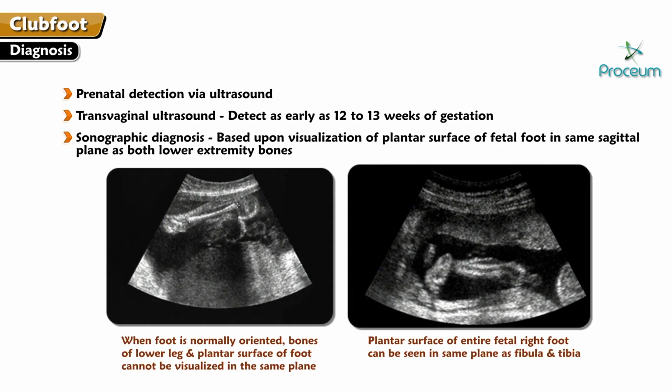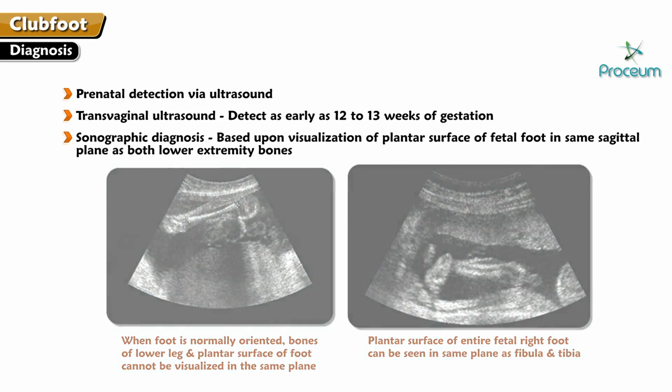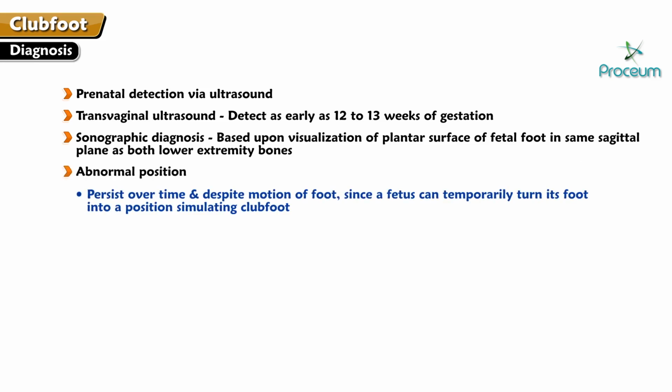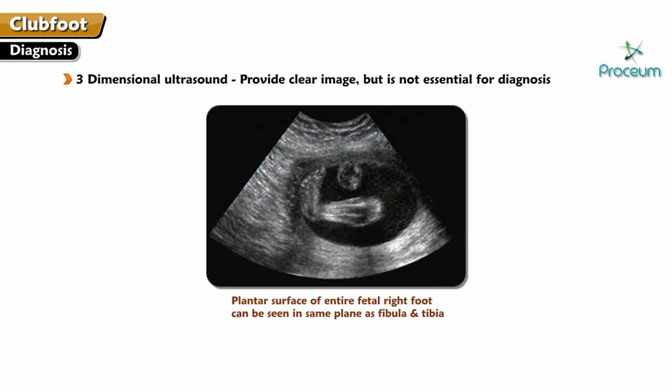The sonographic diagnosis is based upon visualization of the plantar surface of the fetal foot in the same sagittal plane as both lower extremity bones. The abnormal position should persist over time and despite motion of the foot, since a fetus can temporarily turn its foot into a position simulating clubfoot. In addition, the foot should be visualized away from the uterine wall. Three-dimensional ultrasound, if available, can provide a clear image but is not essential for diagnosis.